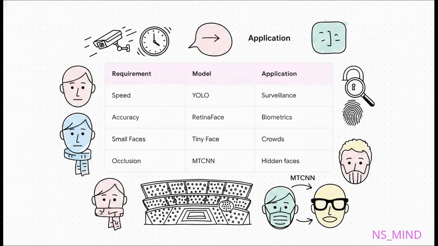If your primary requirement is maximum speed, your ideal model is YOLO, perfect for something like real-time surveillance. Now, if you absolutely need the highest accuracy, you're going to deploy RetinaFace, which is non-negotiable for things like biometric face unlock. But what if you're trying to analyze a massive, crowded sports stadium? You need to find small or distant faces. Well, the data shows the tiny face detector is optimized perfectly for crowd analysis. And finally, if you know you're dealing with partially hidden faces, say people wearing heavy scarves, medical masks, or big sunglasses, MTCNN really shines in occlusion handling. That's all thanks to its cascaded structure that refines its detection in stages.